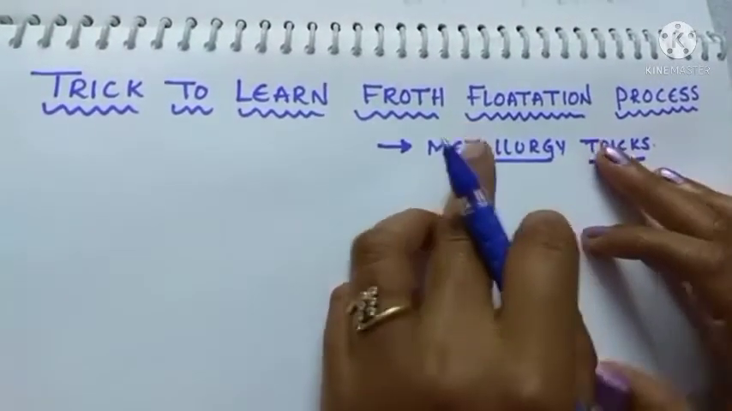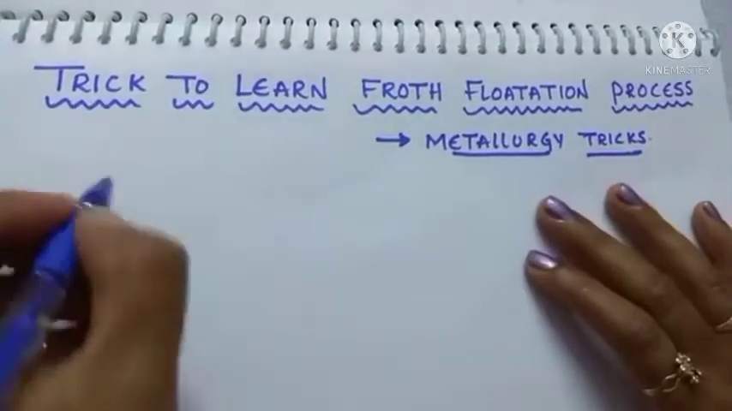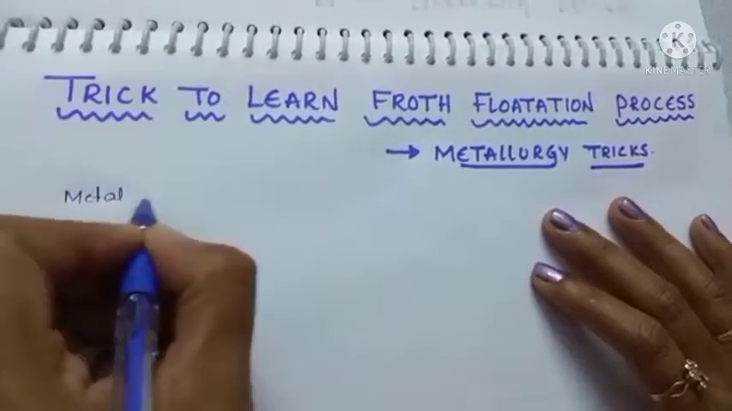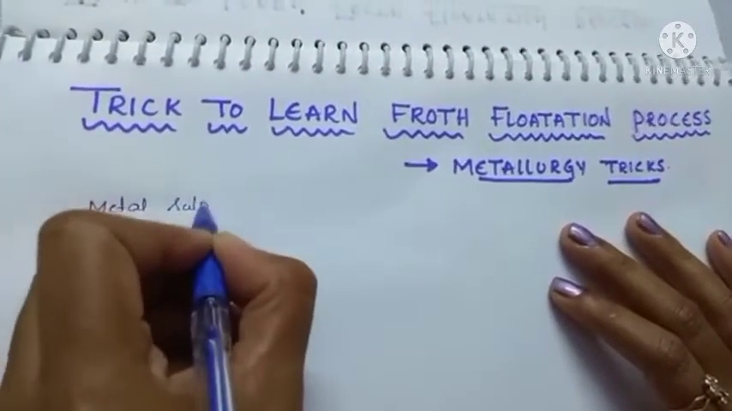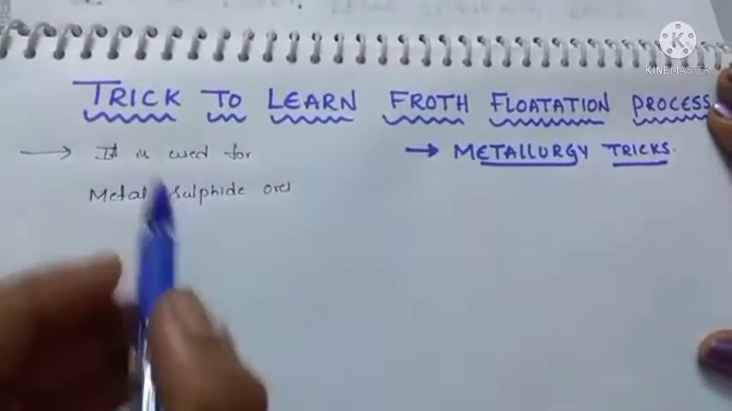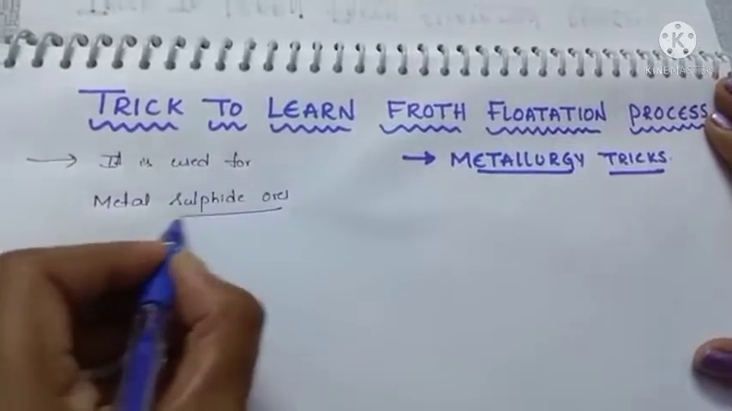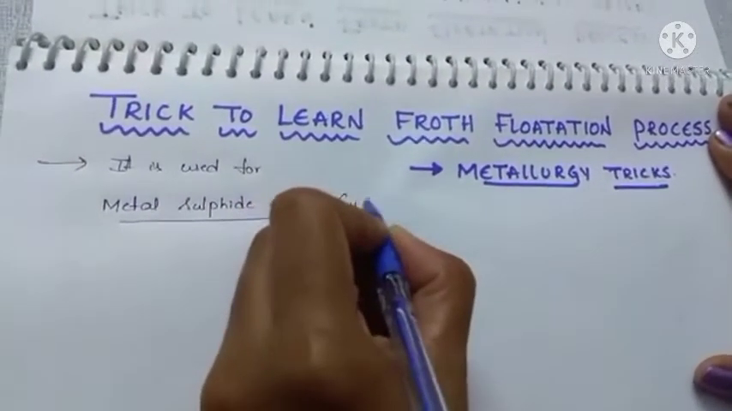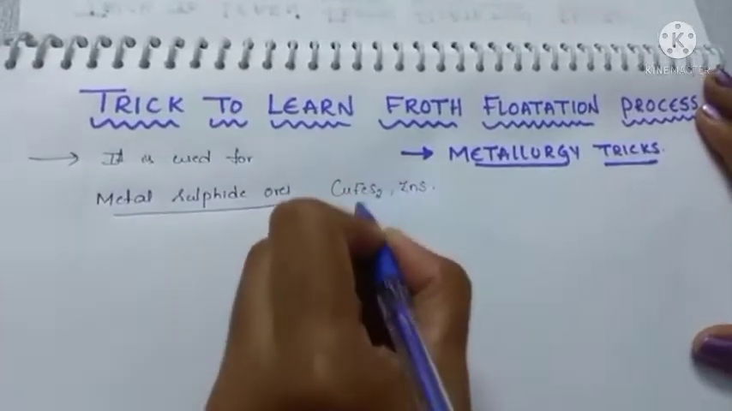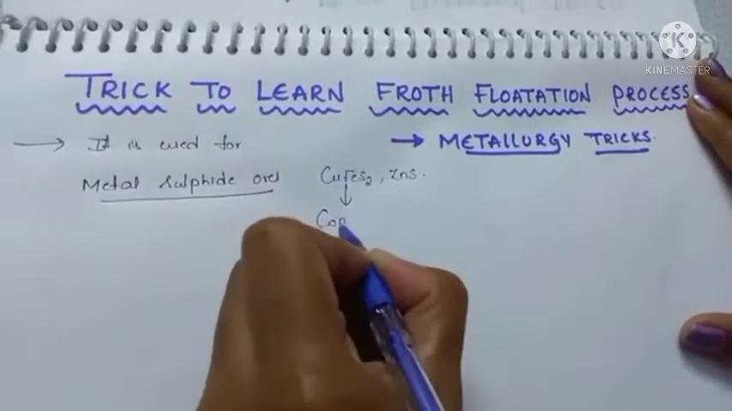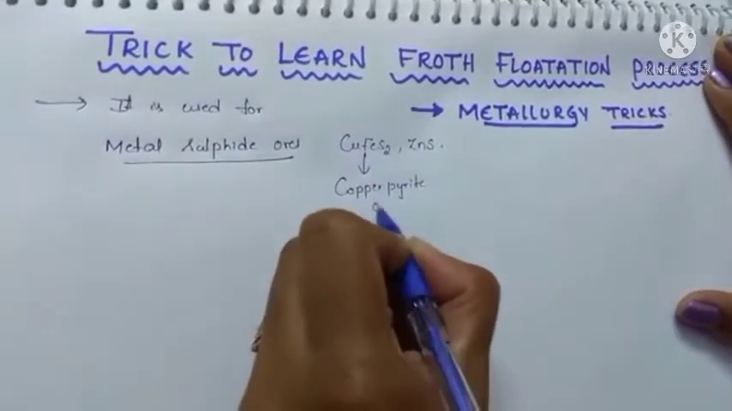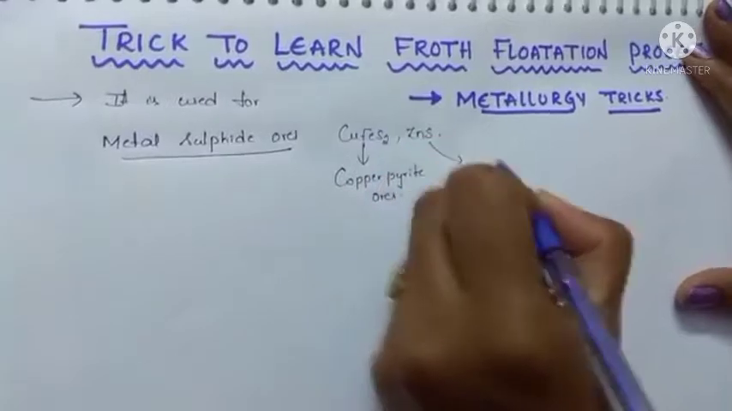Froth flotation process is mainly used for metal sulfide ores. Mainly the froth flotation process is applicable for metal sulfide ores like CuFeS2, ZnS, copper pyrite ores, and zinc blende.